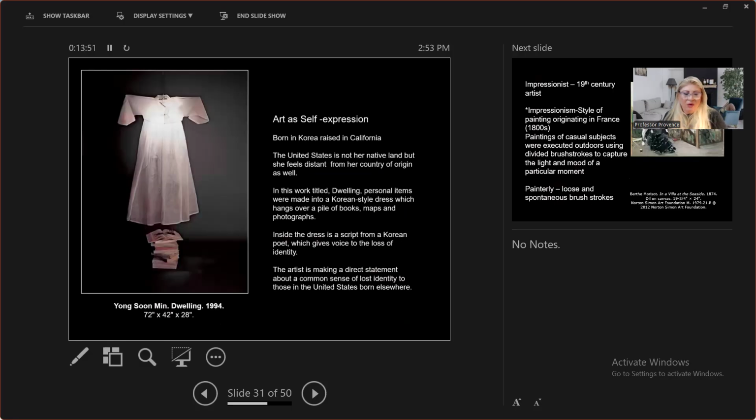Now, we move on to art as self-expression. Oh goodness, we could have pulled any art in here, okay? But this just happens to be one that I've talked about for many, many years. Because it's dealing with the loss of identity. The artists sometimes face this every day, especially if they come from another country and they're living in another country. It's like you're in America, but you're not. You can't ever go back home because now it's not the same.